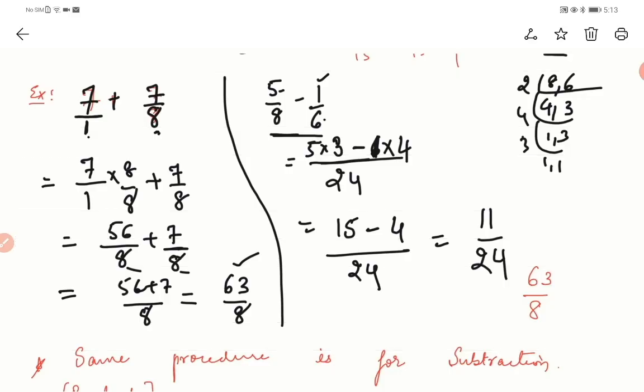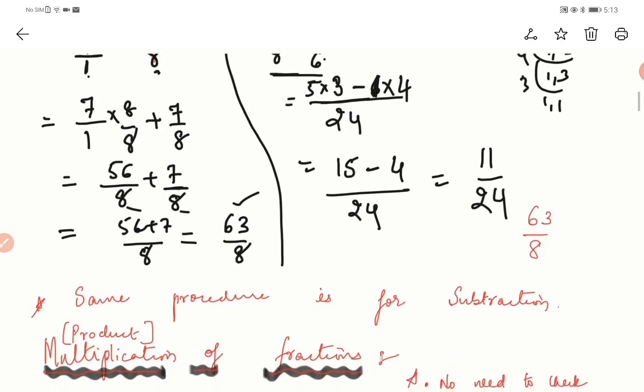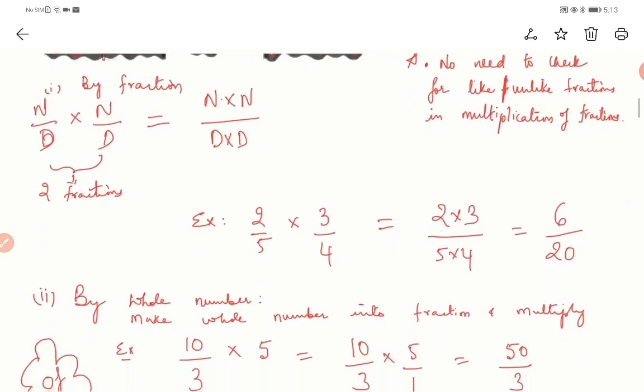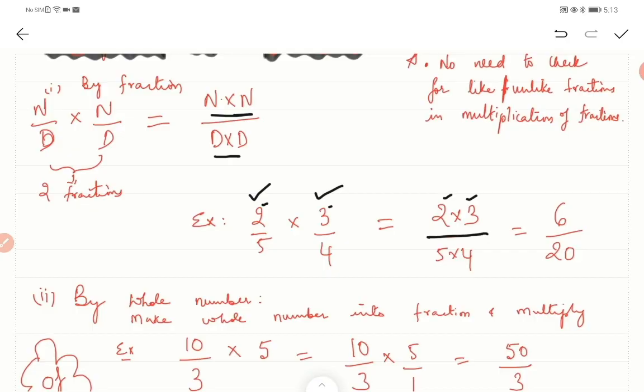Alright, so let's move on to the next part, multiplication of fractions, or you can say product of fractions. Okay, so it's very easy. When two fractions are given, you need to just multiply numerator with numerator divided by denominator into denominator. So if the question given is like this, 2 by 5 multiplied by 3 by 4, so numerators you are multiplying, 2 cross 3 divided by 5 cross 4. So this is 6 by 5 fours are 20.